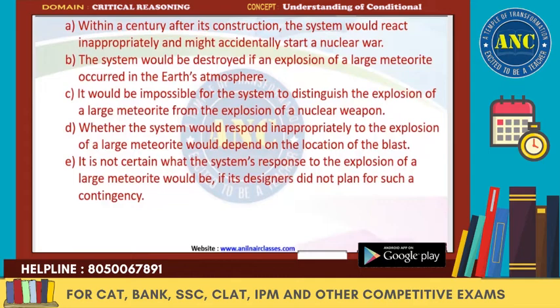Option E. It is not certain what the system's response to the explosion of a large meteorite would be if its designers did not plan for such a contingency. Now, if the defense system designers did not plan for the contingency of large meteorite explosions, then such explosions would, from the system's perspective, be unexpected. And the system's response to such explosions is consequently unpredictable. Hence, option E expresses that inference, and hence it's the right answer.